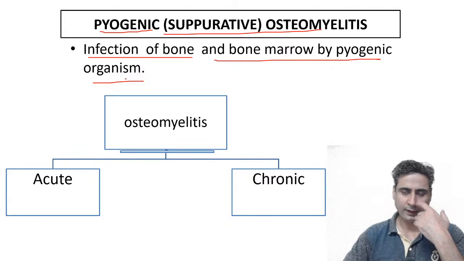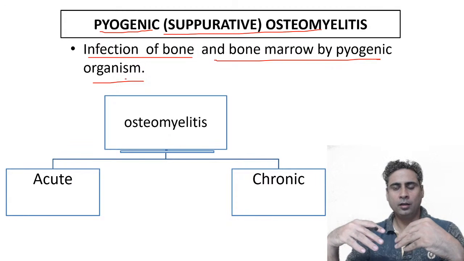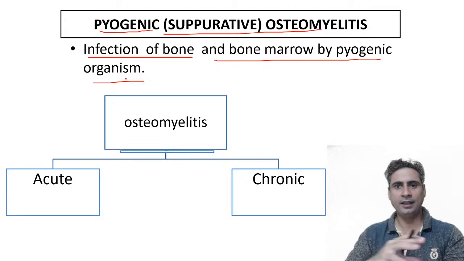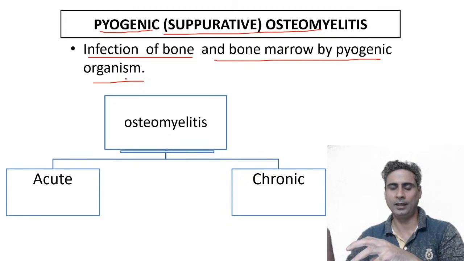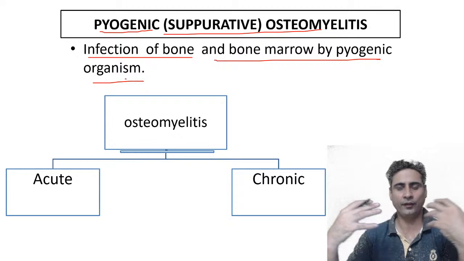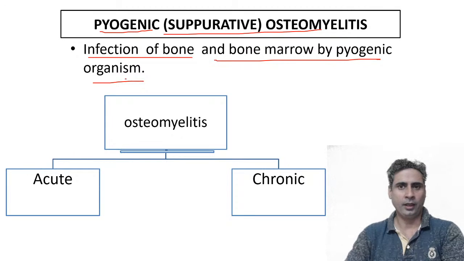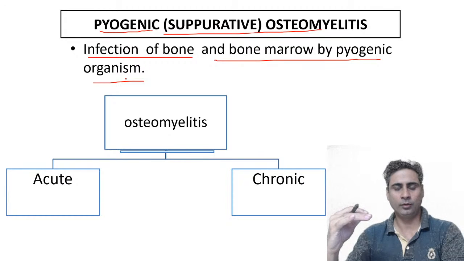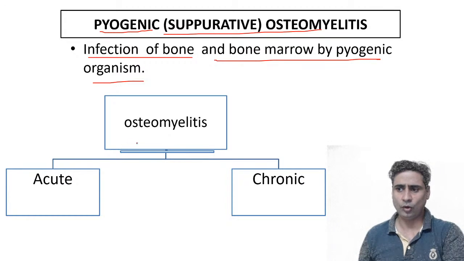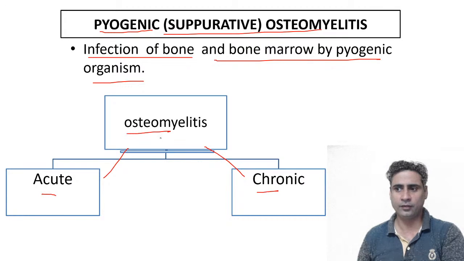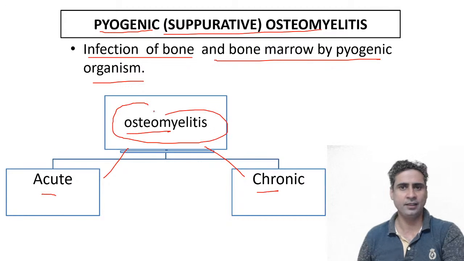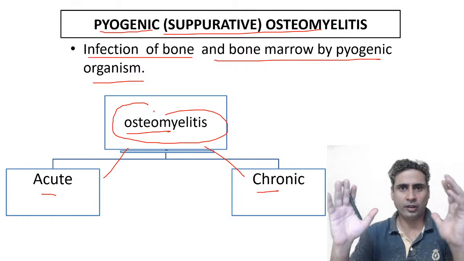Now most of the time whenever you are reading osteomyelitis, you must be reading acute osteomyelitis, chronic osteomyelitis, thinking that these two are different disorders. No, here first I would like to clear the concept in your mind, that this osteomyelitis, whether it is acute or chronic, these acute and chronic are the phases of same osteomyelitis. These two are not different disorders.